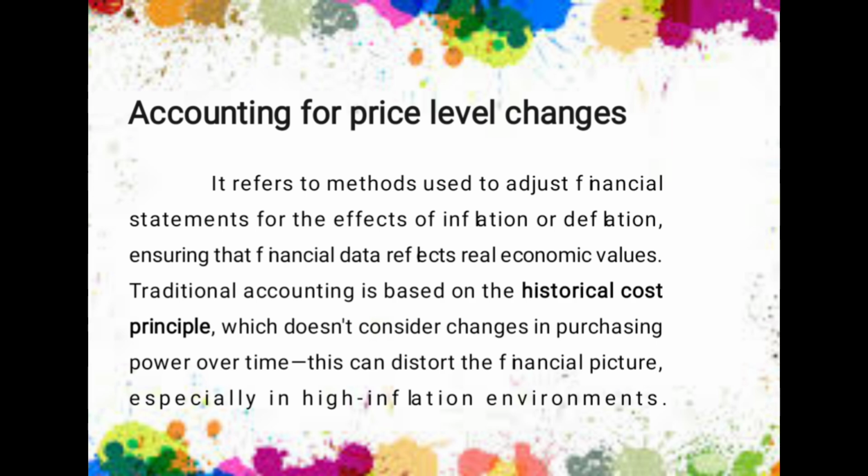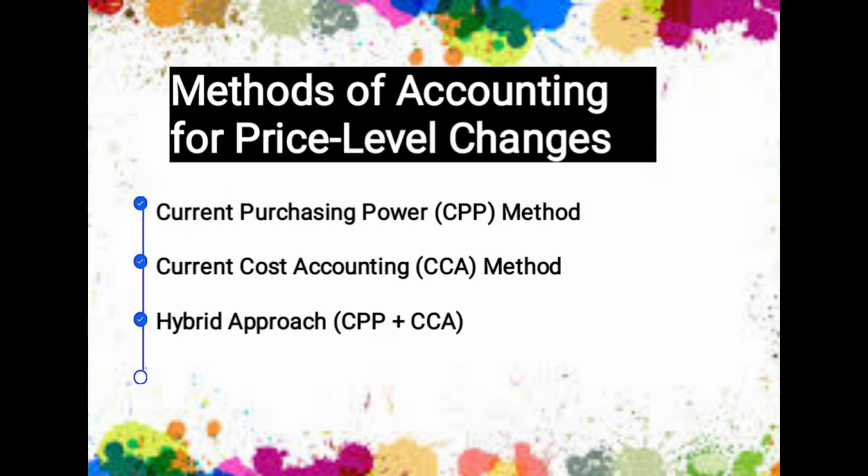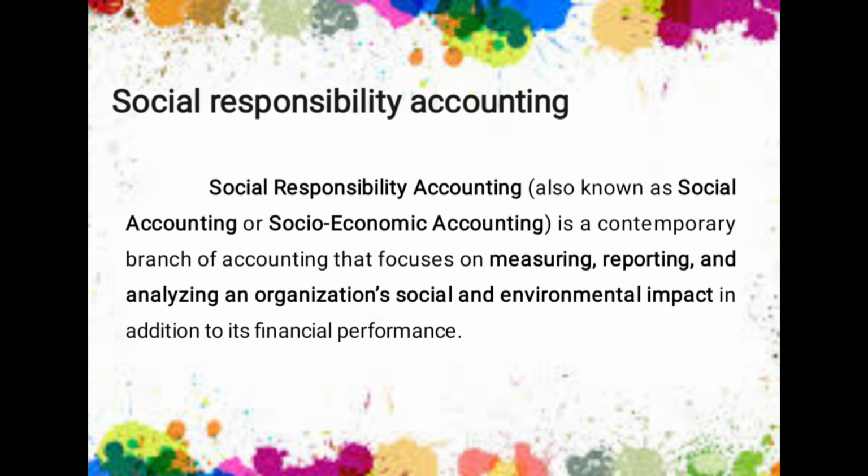Traditional accounting is based on the historical cost principle, which does not consider changes in purchasing power over time. This can distort the financial picture, especially in high inflation. There are some main methods of accounting for price level changes. The first one is CPP, that is current purchasing power method, current cost accounting method, hybrid approach.